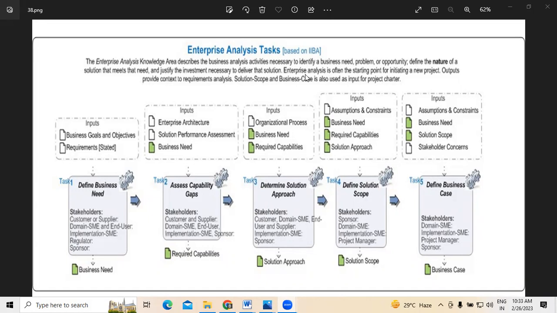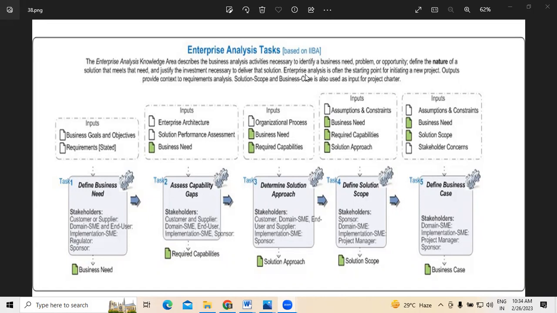Once you have determined the solution approach, you need to define the solution scope. I need not explain because I have explained this earlier also, right? What are the assumptions? What kind of constraints do we have to consider? All these things you need to define in the solution scope here. These are the inputs to be taken. If you want to define a solution scope, you need to understand the need of the business, the required capability gaps, and the solution approach has to be identified and understood.